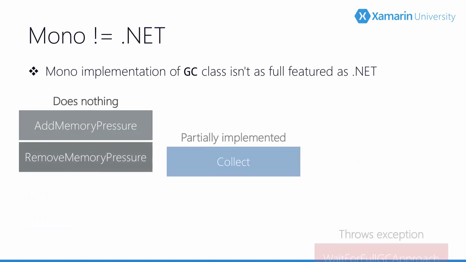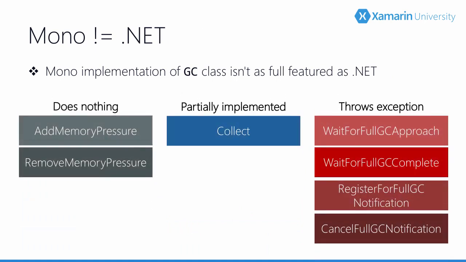Now, be aware, in Mono, the GC class isn't quite the same. If you've used the GC static class in the .NET world, you may be familiar with some of the other methods and properties that it has. Well, the GC implementation in Mono isn't as fully developed, and so you'll find things like add memory pressure and remove memory pressure don't do anything. They don't throw an exception, but nothing actually happens. It doesn't do any tracking of that memory. The collect method is only partially implemented.